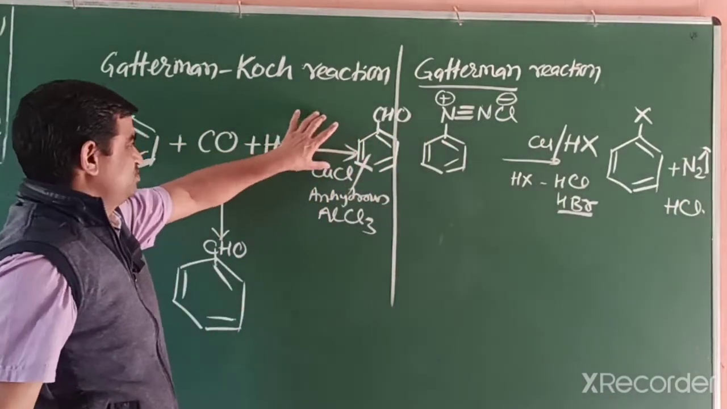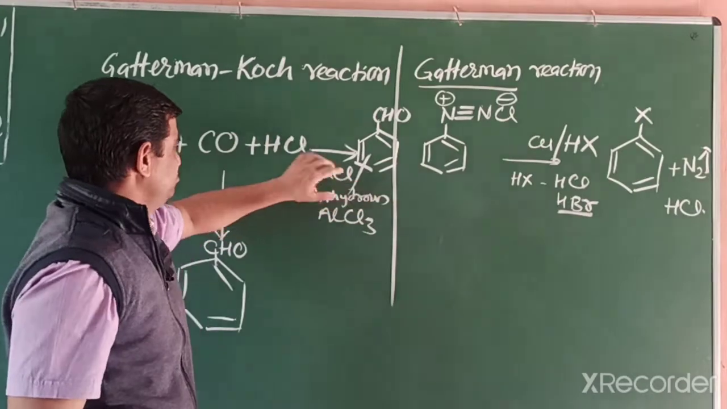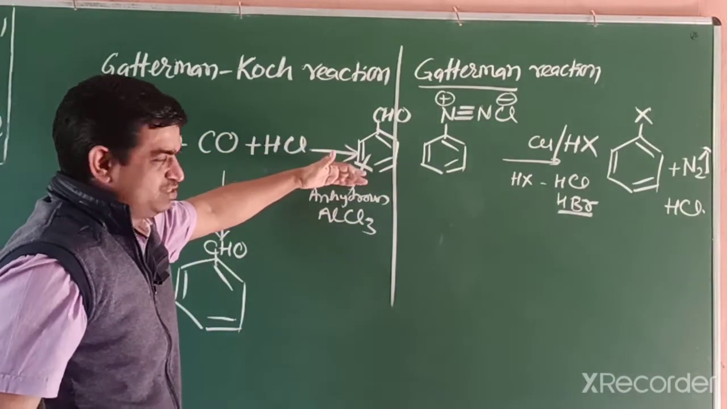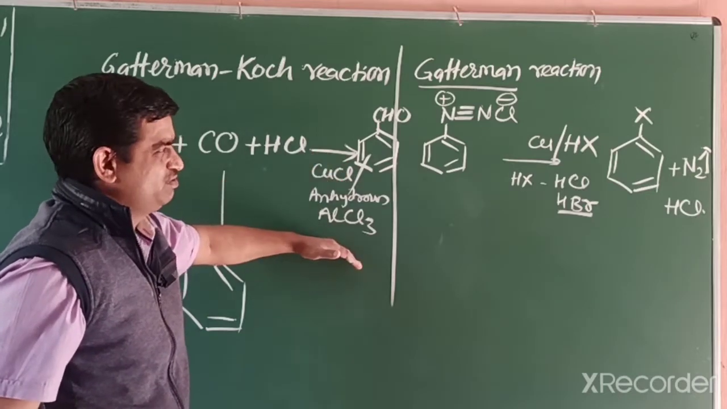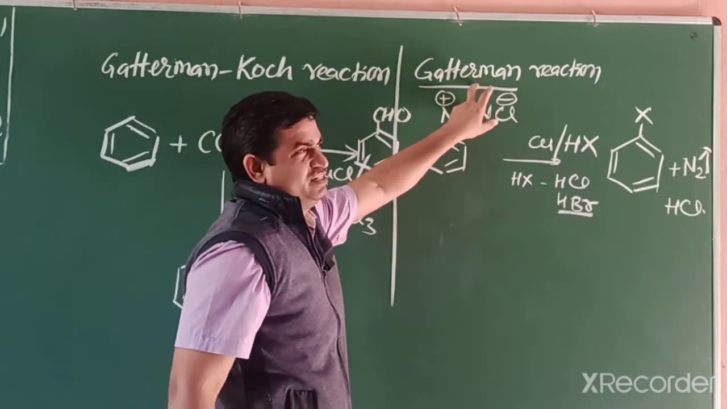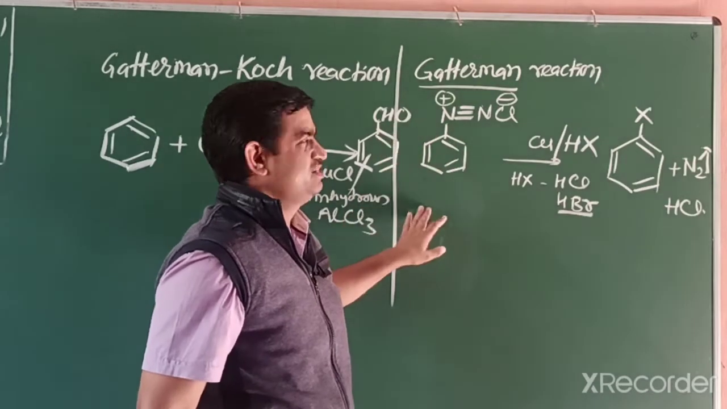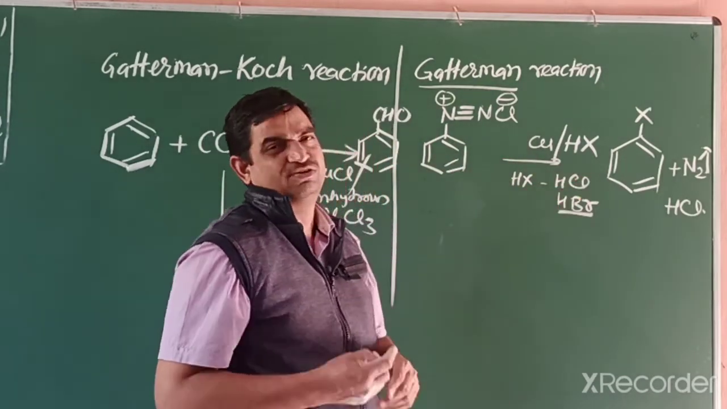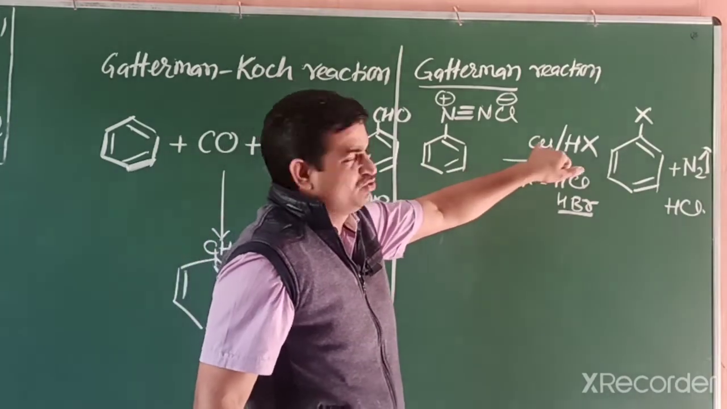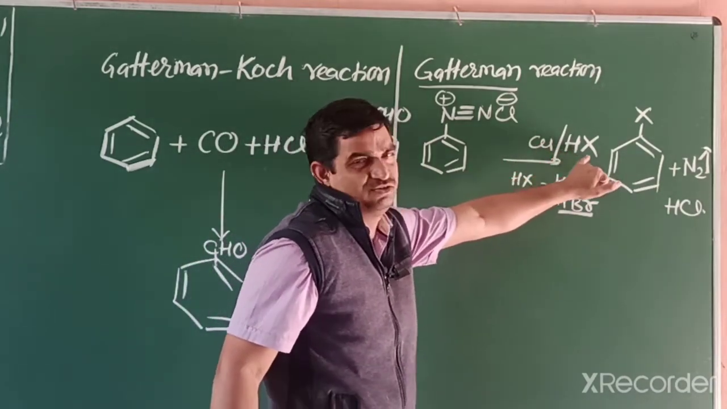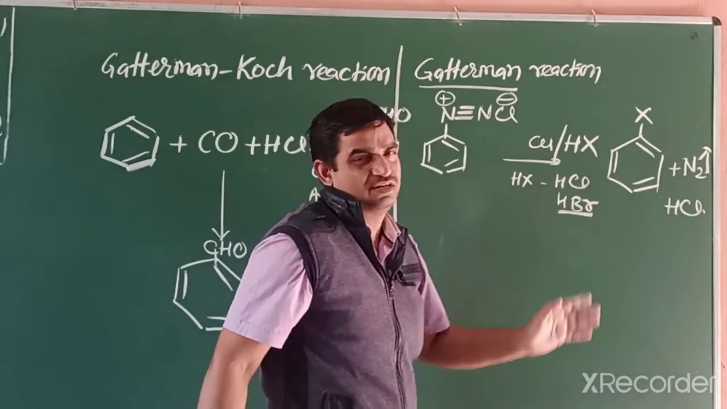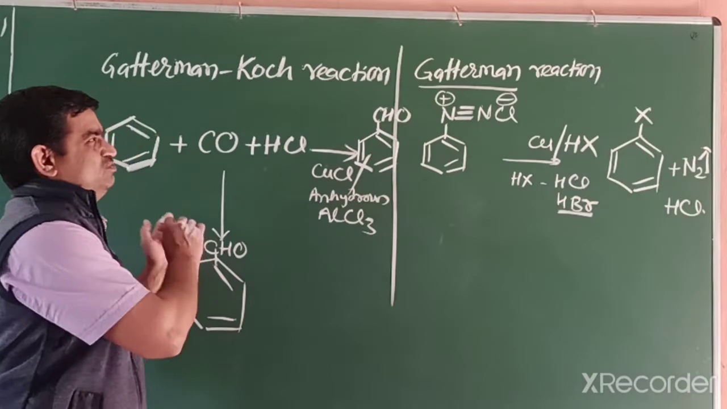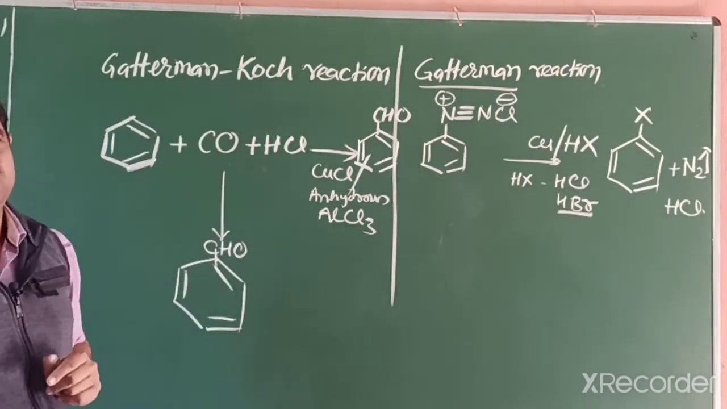In Gattermann-Koch reaction, the product is benzaldehyde, using carbon monoxide and HCl in presence of cuprous chloride and anhydrous aluminum chloride. But in Gattermann reaction, a diazonium salt can be converted into the corresponding chlorobenzene or bromobenzene using copper metal in presence of hydrogen halide, and nitrogen gas is released. So this is the difference in the name reactions.